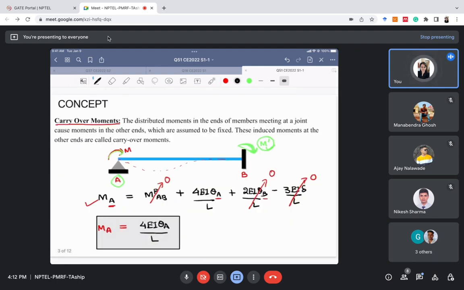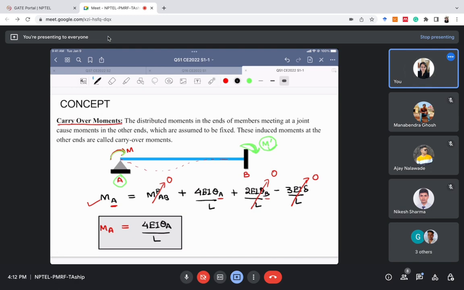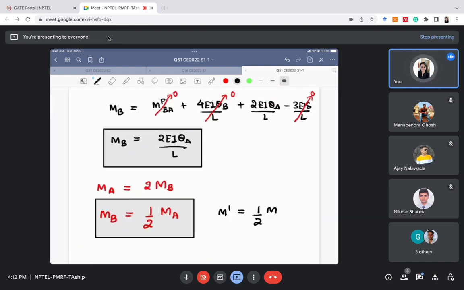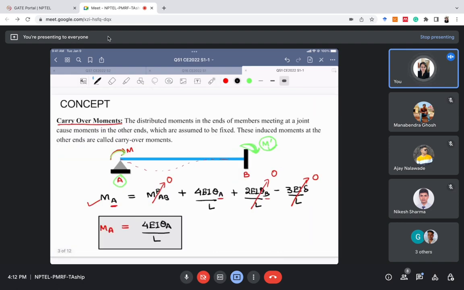So whenever we apply a moment at any joint as M, and the far end is fixed, the carryover moment is M dash, and the value of M dash will be half of M. So this is very important. It will be used in many problems. The value of carryover moment when the far end is fixed is equal to M by 2, right? The half of that particular moment. So this concept will be used in this problem. So the value of carryover moment will be half of the applied moment in case the far end is fixed.